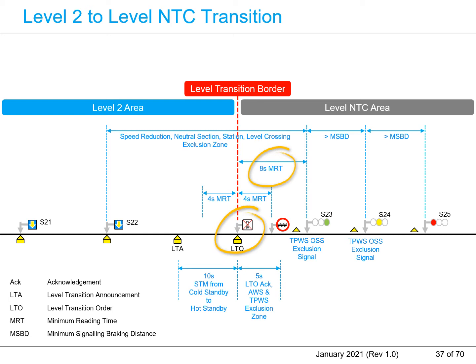The level transition order is also in the announcement message from the radio block center. In the scenario when the LTO Balise group is missed or faulty, the ETCS on board will still perform the level transition after the estimated front end of the train has reached the LTO location.